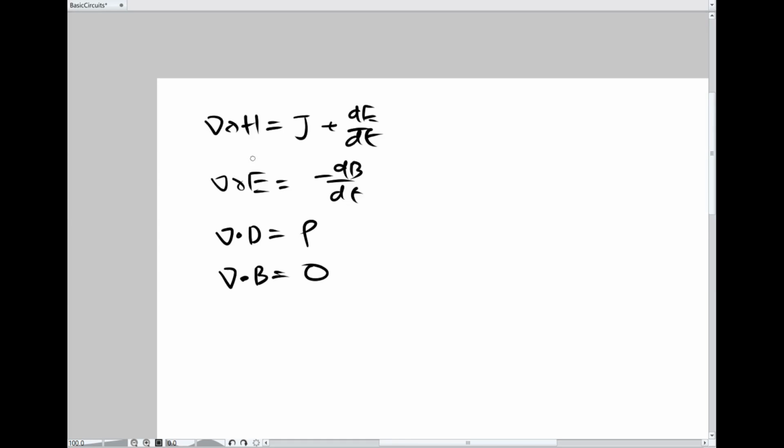And the divergence of B, which physicists call the magnetic field and electrical engineers call the magnetic flux density, is equal to 0. Now, there's a couple that are particularly important to me here, but the first one is the divergence of E is equal to minus dB dt.